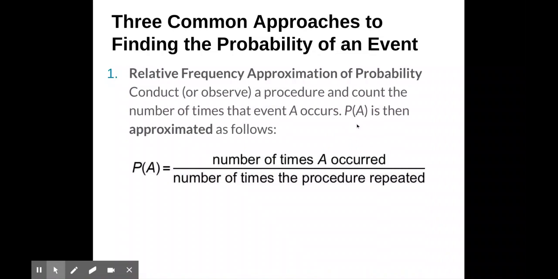So this is where you repeat a procedure over and over and over, recording the number of times things happen, and then the probability of A would simply be the number of times that A happened divided by the number of times the procedure was repeated. A really common idea here is like with flipping a coin. If I flipped a coin 10 times and I got 6 heads, then the probability of getting a head, according to that repeated process, would be 6 over 10, or 0.6. And so this is the idea of using relative frequency.